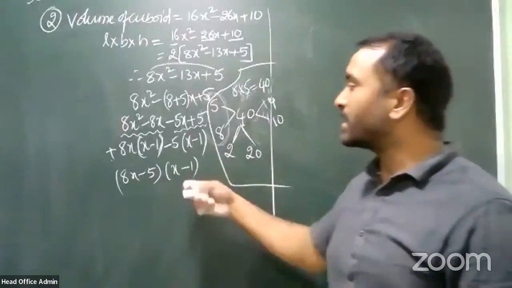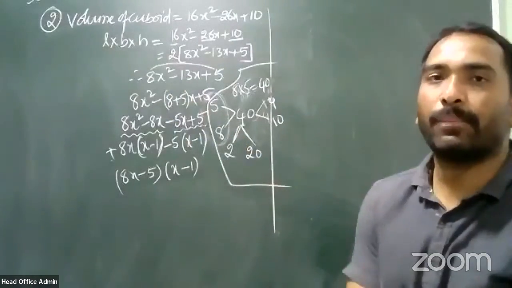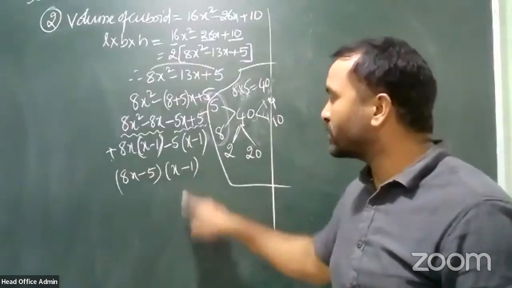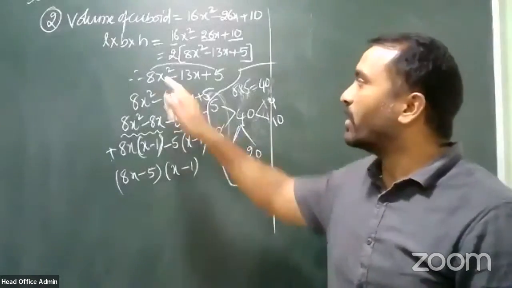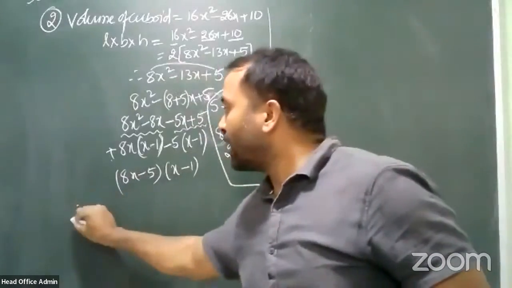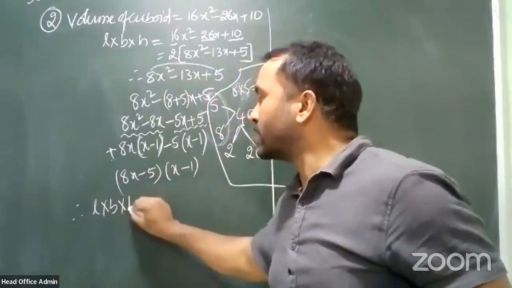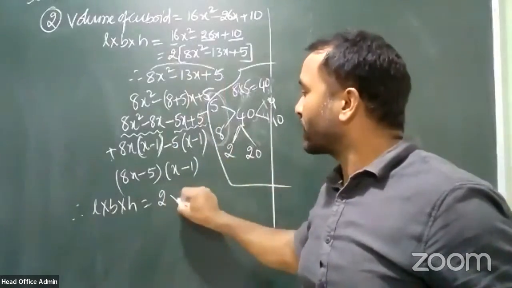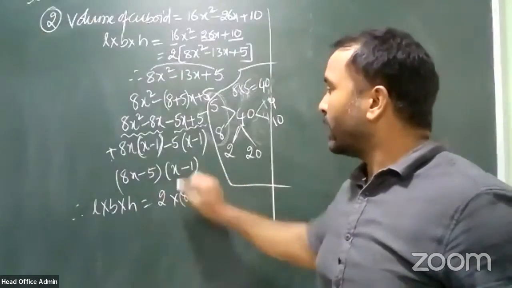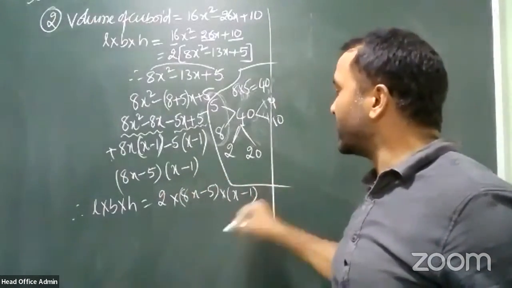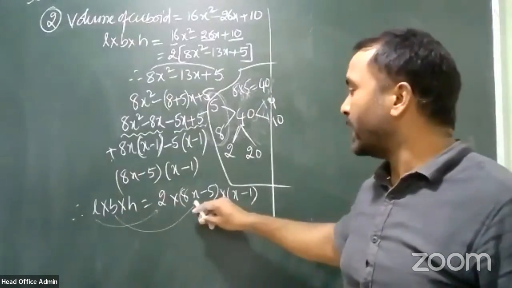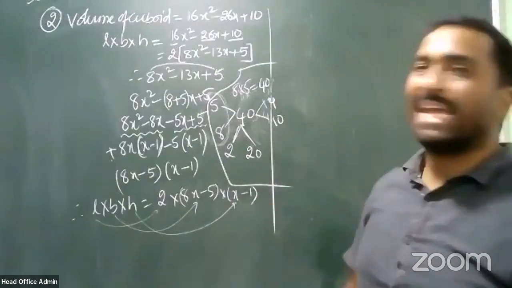Are you following? These are the factors of the given polynomial 8x square minus 13x plus 5. Okay, 8x minus 5 and x minus 1 are the factors of the given polynomial 8x square minus 13x plus 5. Now see, what we have actually is L into B into H. 2 into what are the remaining terms we have? 8x minus 5 is one factor, and x minus 1 is the other factor. So if you compare this, L means 2, B means 8x minus 5, and H means x minus 1.